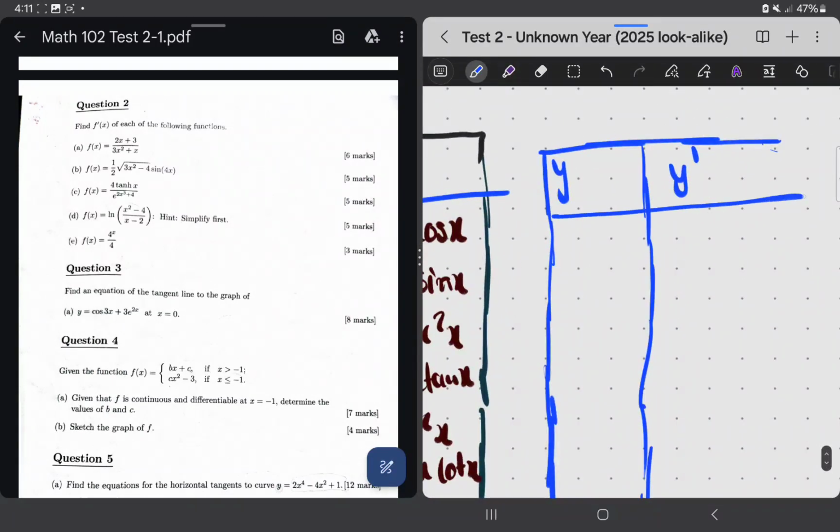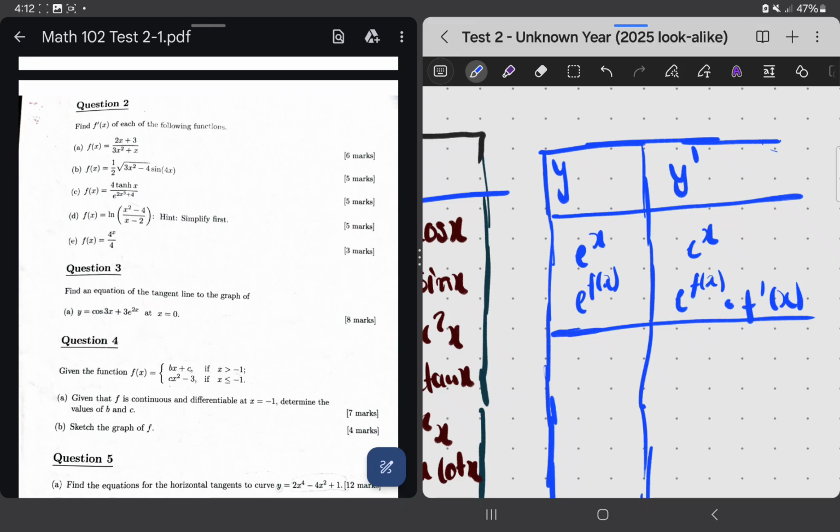Now let's do them. What are the derivatives? We know that the derivative of e to the x is e to the x. Then we have e to the f of x. Now when you are differentiating e to the f of x, this is chained, right? Because we have a function inside. We first differentiate it like we do for e to the x, so it comes back as it is, e to the f of x. But then you should multiply by the derivative of the function inside, so you multiply by f dash x.